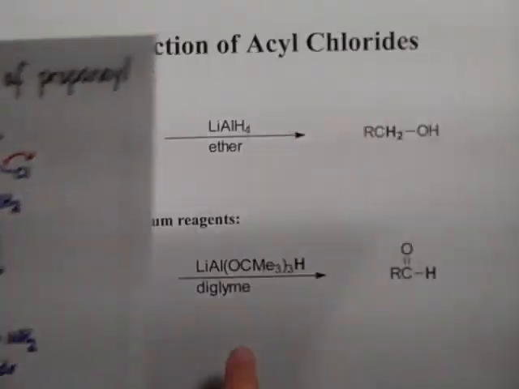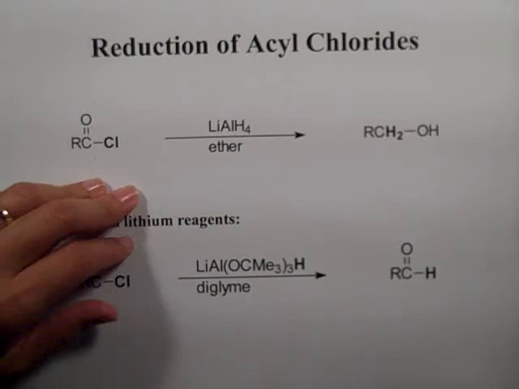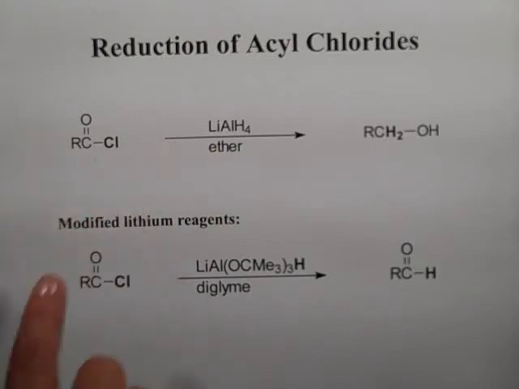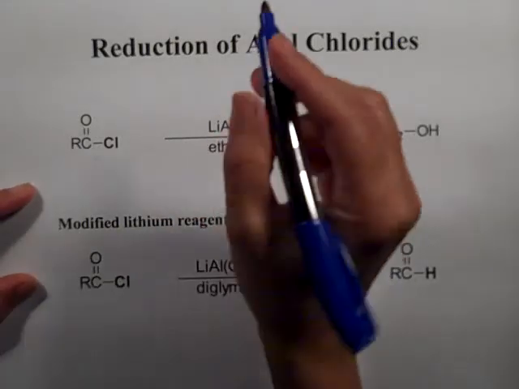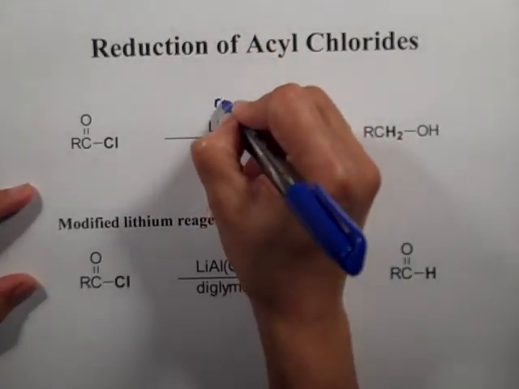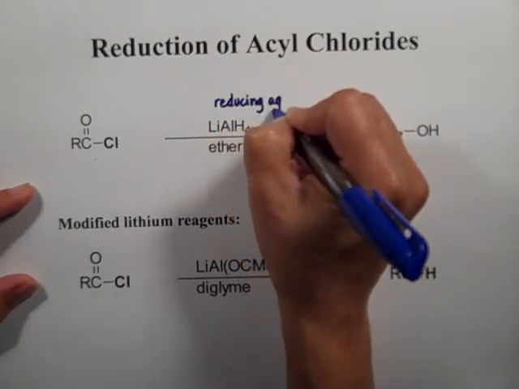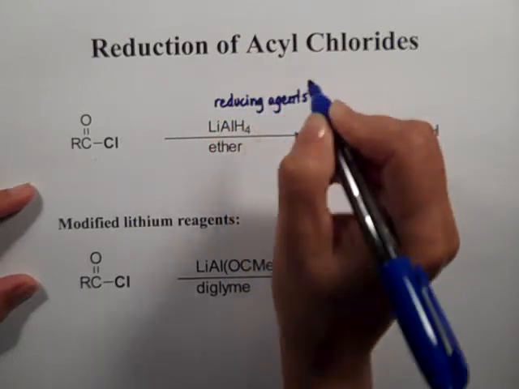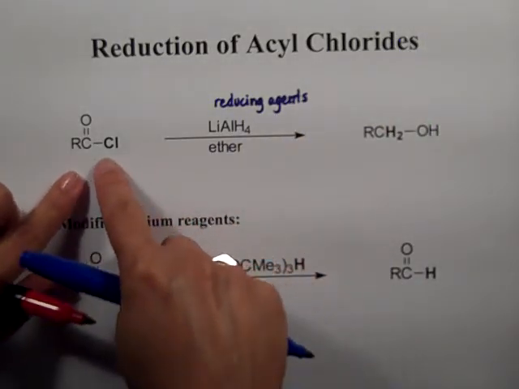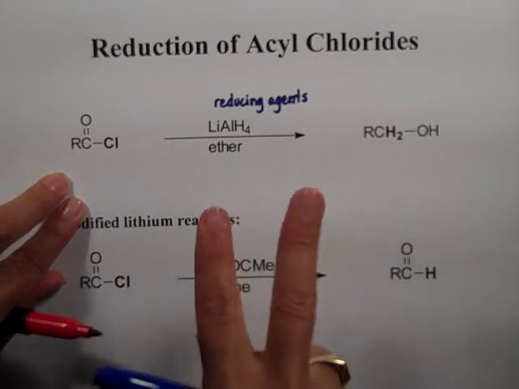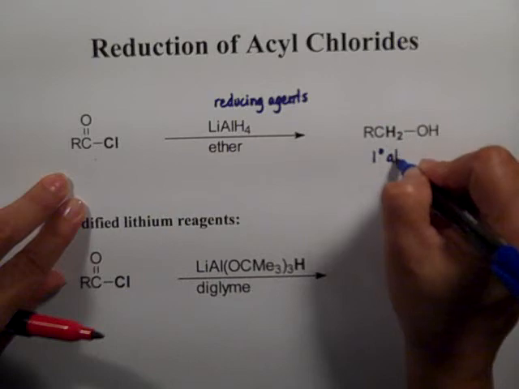Let's see what's next. Oh, this reaction you have seen before right here. When you have an acyl chloride, you can reduce it with lithium aluminum hydride. Remember, lithium aluminum hydride is a reducing agent, and it has 4 hydrides, so there's plenty of hydrides to go around. I say that because when you have an acyl chloride, you're going to attack with 2 hydrides, and that will afford you the primary alcohol.